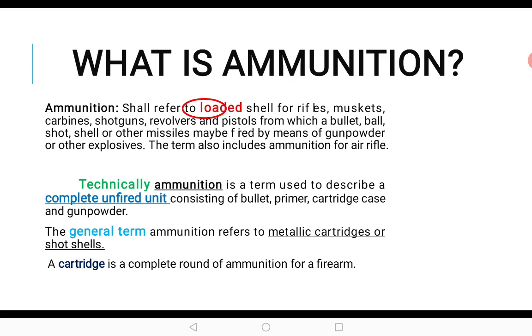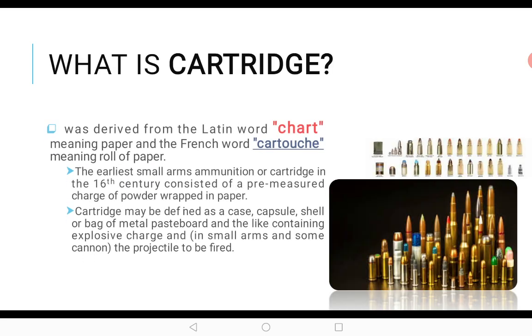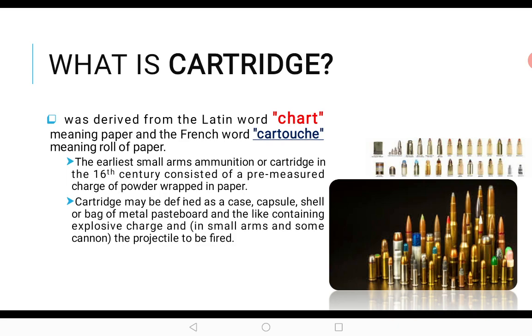Okay, so now let's talk about cartridge. What is cartridge? Cartridge was derived from the Latin word charta, meaning paper, and the French word cartouche, meaning roll of paper. The earliest small arms ammunition, or cartridge, in the 16th century consisted of a pre-measured charge of powder wrapped in paper. So cartridge may be defined as a case, a capsule, a shell, or a bag of metal, pasteboard, and the like, containing the charge and arms and sometimes the projectile to be fired.